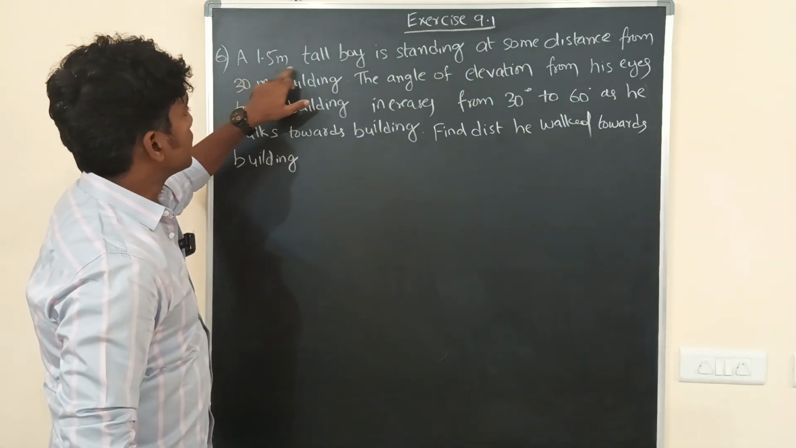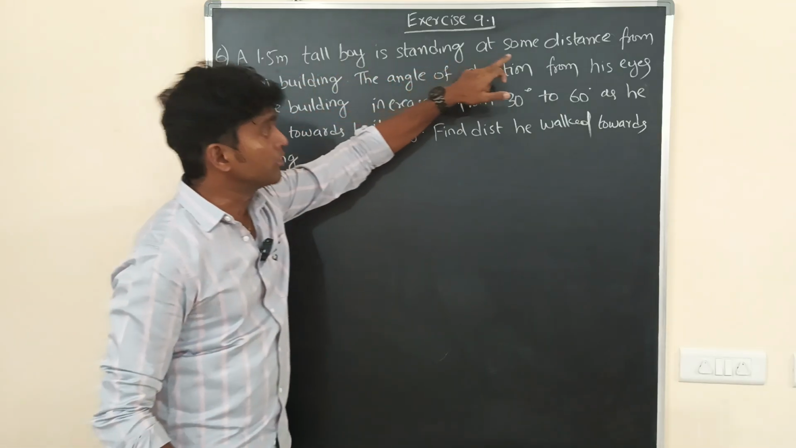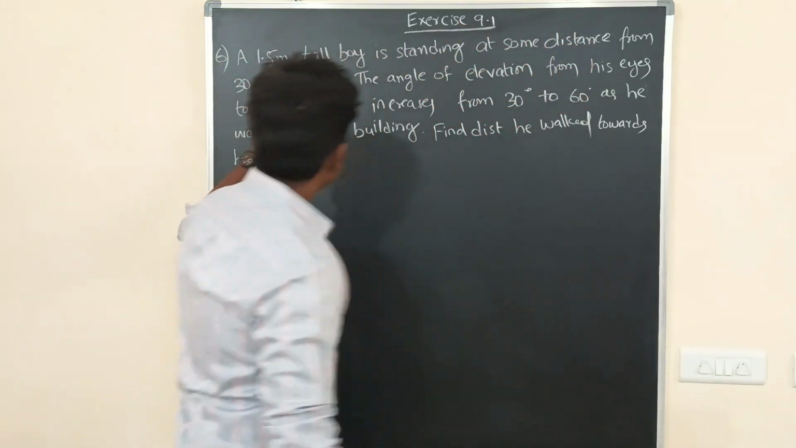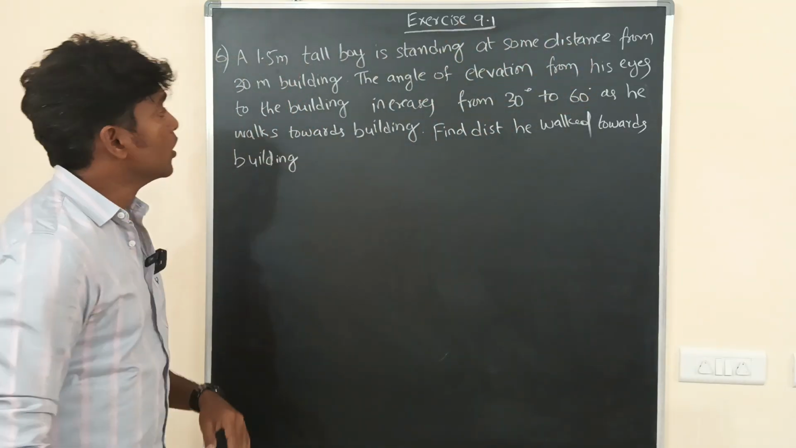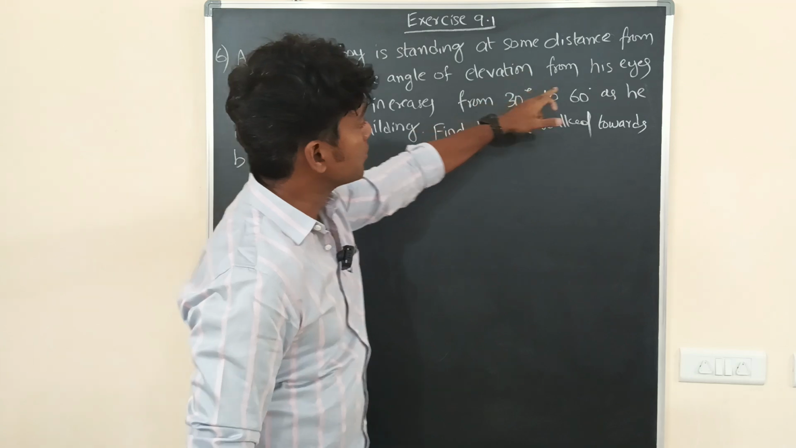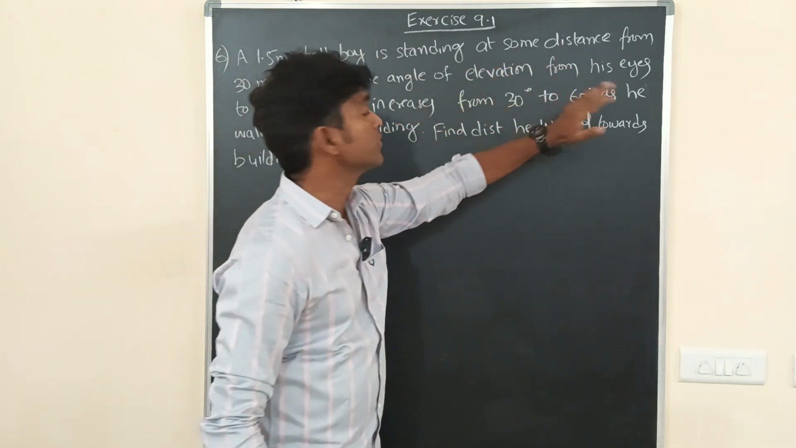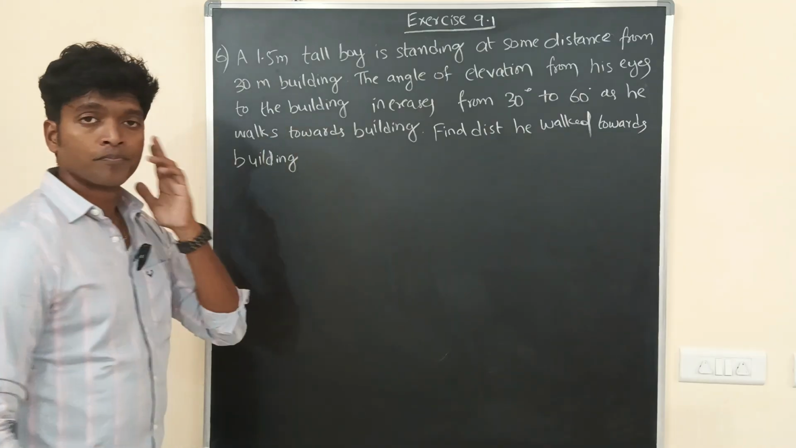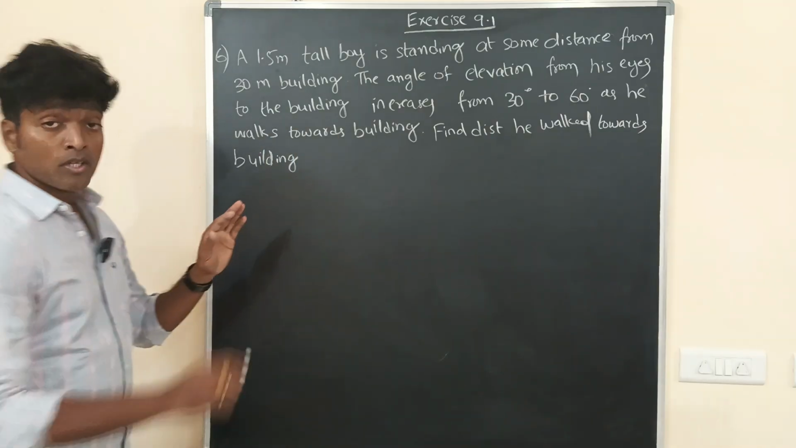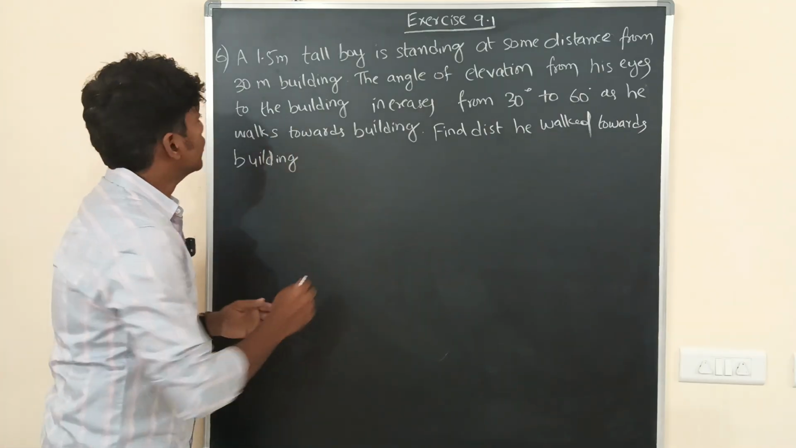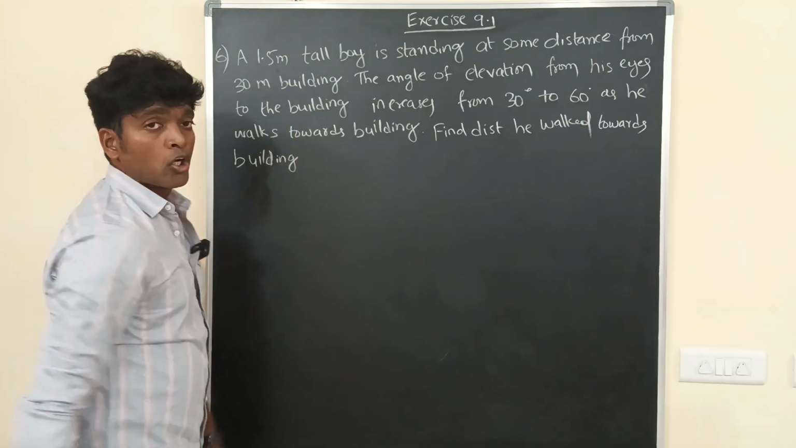A 1.5 meter tall boy is standing at some distance from a 30-meter building. The angle of elevation from his eyes to the building increases from 30 degrees to 60 degrees as he walks towards the building. Now, let us understand the problem. What they have given? A 1.5 meter tall boy.